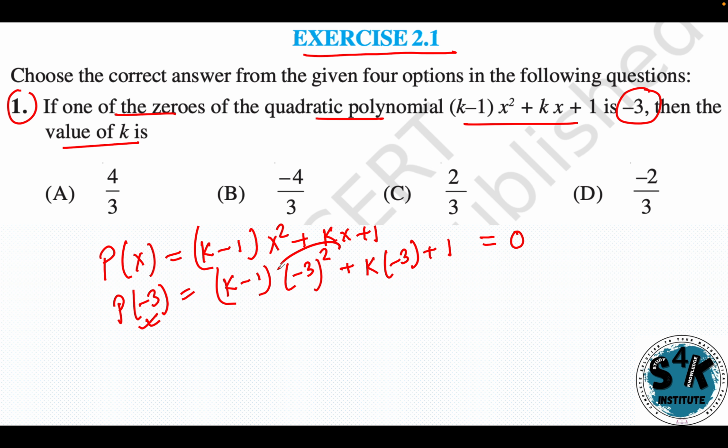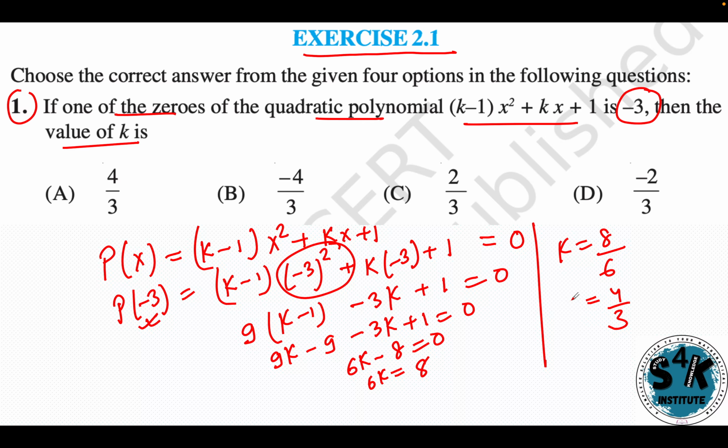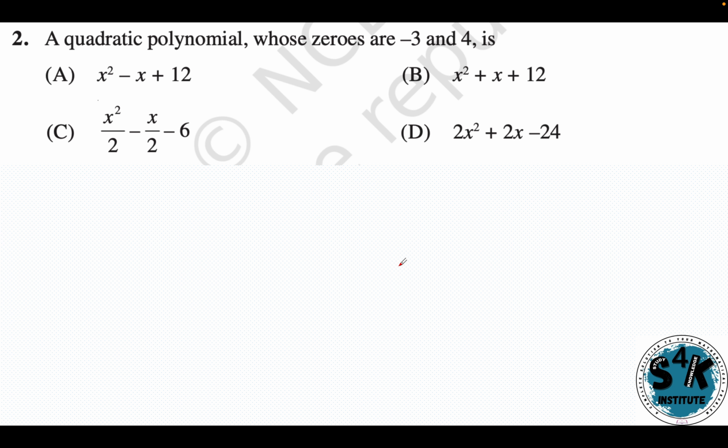Since minus 3 whole square is 9, you will get 9 into k minus 1 minus 3k plus 1 is equal to 0. If I simplify, 9k minus 9 minus 3k plus 1 is equal to 0. So I will get 6k minus 8 is equal to 0, 6k is equal to 8. So k is equal to 8 over 6, that is 4 over 3. So the answer you will get is 4 by 3. Answer is A.